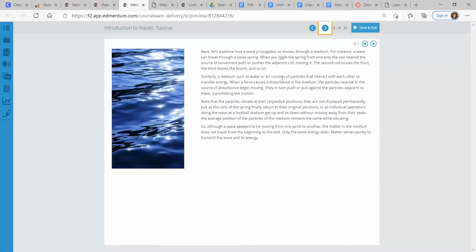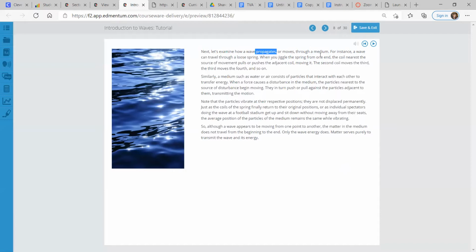Next, let's examine how a wave propagates. Propagates means moves, and that's just a fancy term for a wave moving through a medium. For instance, a wave can travel through a loose spring. When you jiggle the spring from one end, the coil nearest the source of movement pulls or pushes the adjacent coil, moving it. The second coil moves the third, and the third moves the fourth, and so on.